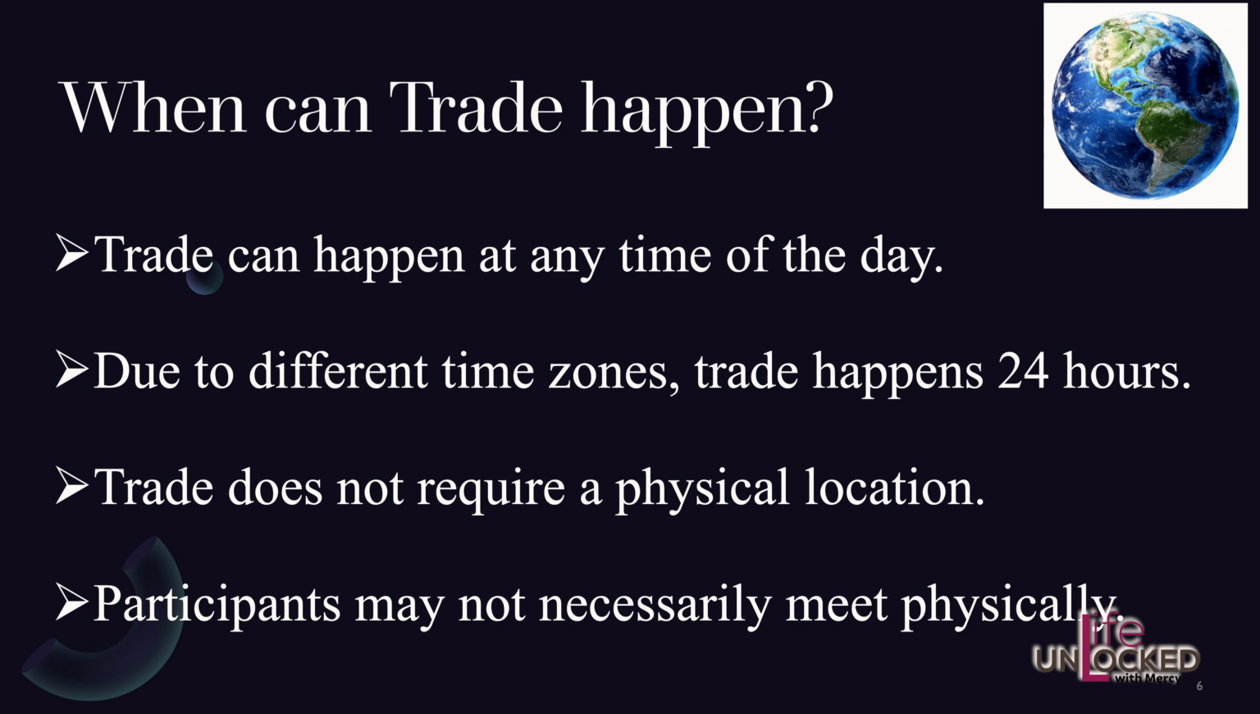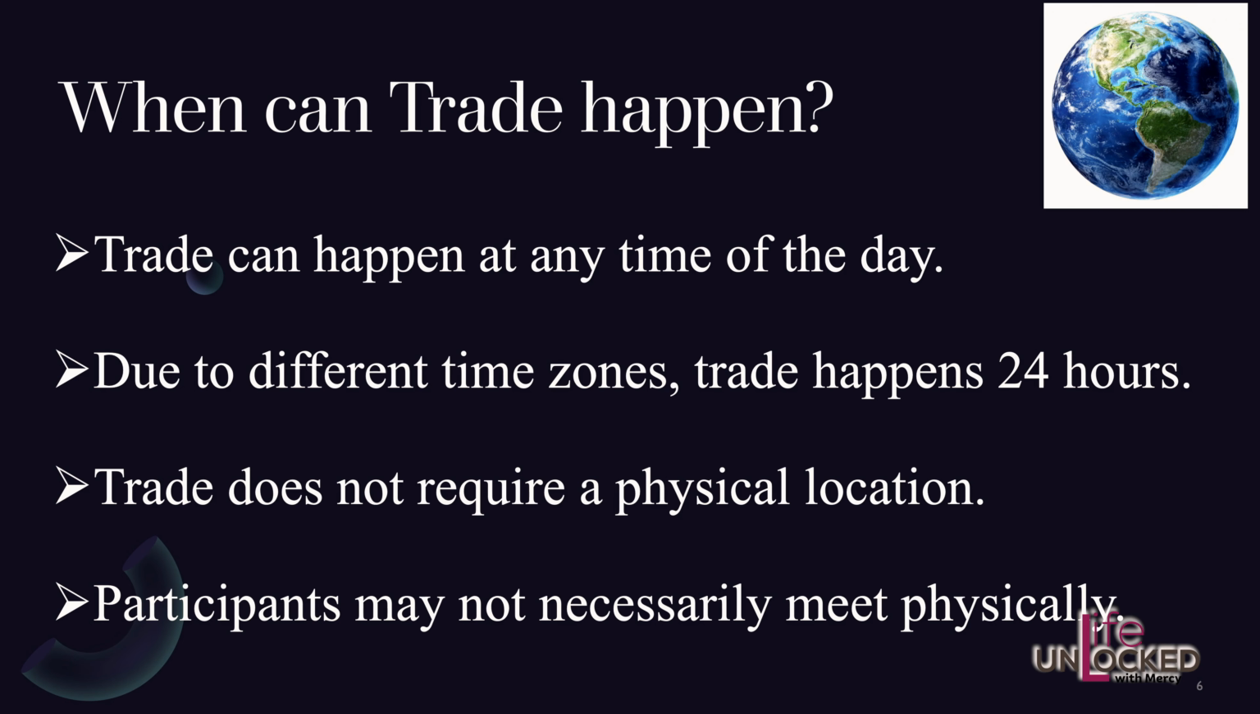Another W is when can it happen? When, that's speaking to time. For international trade, it happens any time of the day, because various countries are located in different parts of the world and they operate with different time zones. So, for example, Japan may be sleeping when America is awake. Different time zones make trade to happen 24 hours a day. So there's no time that you say trade cannot happen.